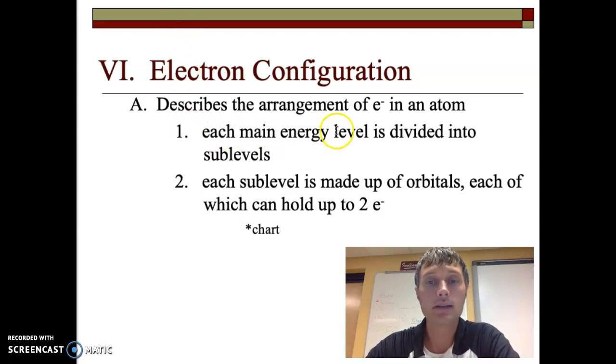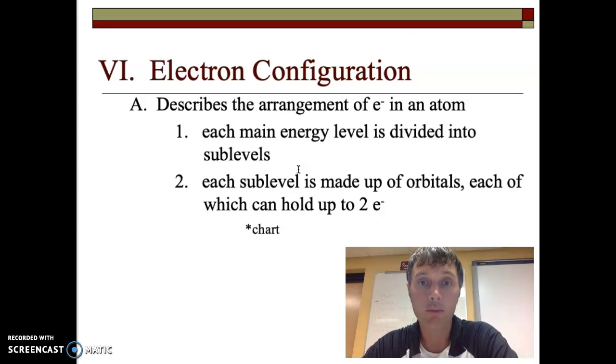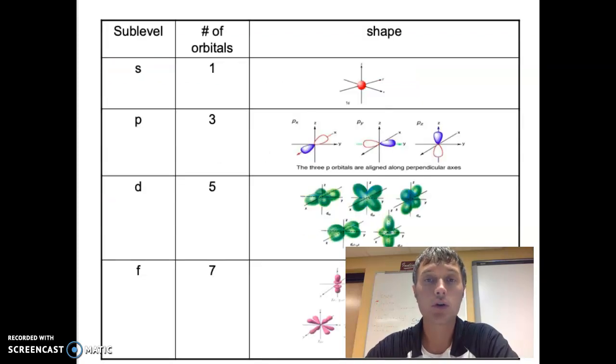So you see there on the screen, each main energy level is divided into sublevels. So we'll have maybe an S part of the first orbital, then a P part of the first orbital, and so on. Each orbital can only hold up to 2 electrons. If you look at this chart, you see that an S sublevel has 1 orbital and it's spherical. That's why it's called S. For p orbitals, they're going to be on perpendicular axes. So that's this dumbbell shape. You see I'm kind of making it a figure 8. That's the path that the electron is going to follow.